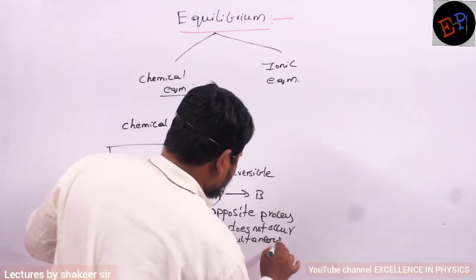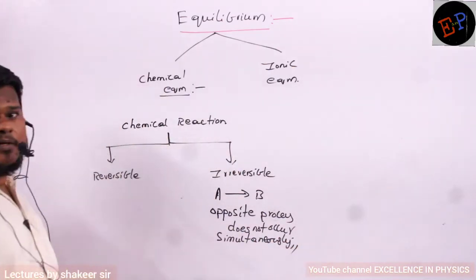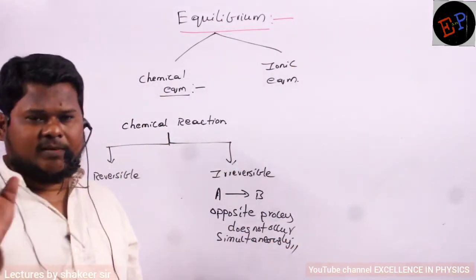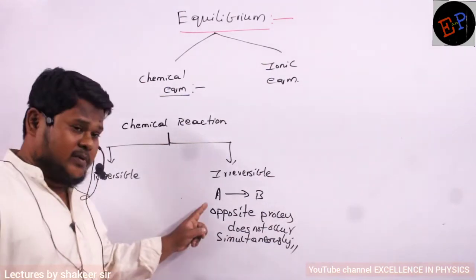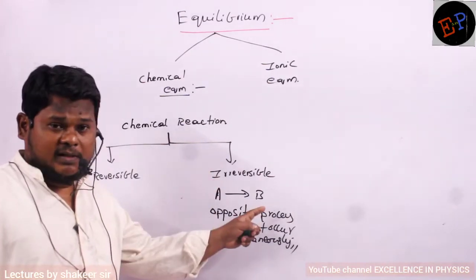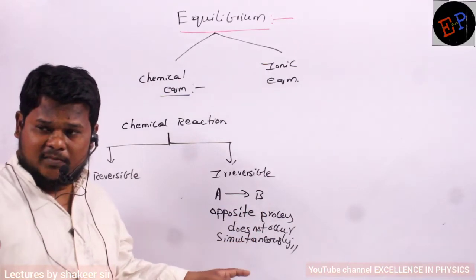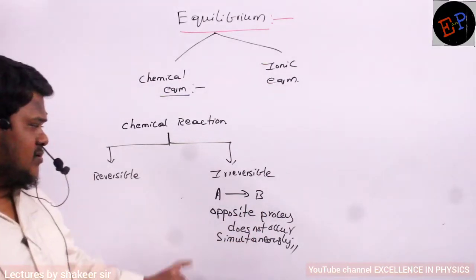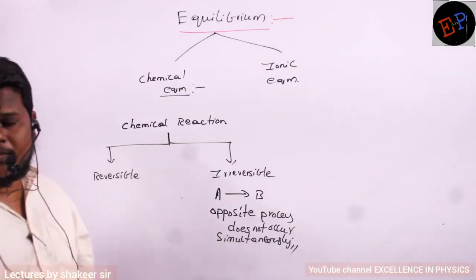Simultaneously means what? At the same time. At one time only A can form B. At the same time B cannot form A. Then the type of reaction is called an irreversible chemical reaction.